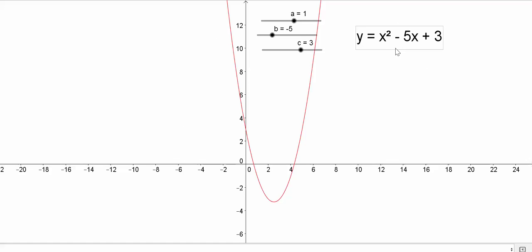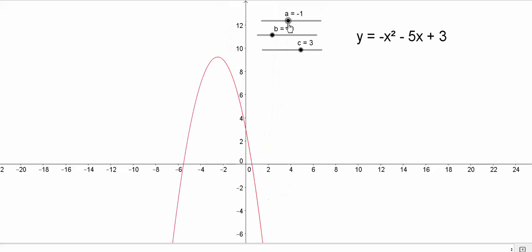Now, here is a quadratic function and it's sketched in this computer program. And this one is y equals x squared minus 5x plus 3. And I can vary the values a, b and c, the coefficients of x squared, x, and the number. As you can see, a is 1, I've got x squared, b is minus 5 here, and c is 3.